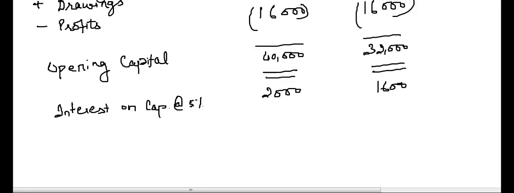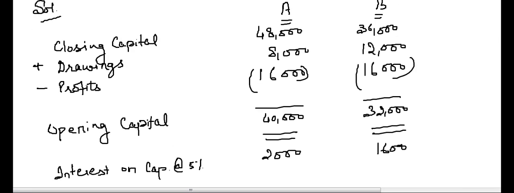First of all, we have calculated the opening capital because the interest on capital will be calculated on opening capital. Clear? So how to calculate opening capital? We'll take the closing capital and add back the items which are normally subtracted from opening capital, and we will subtract those items which are added in opening capital. Okay, we'll do reverse working.